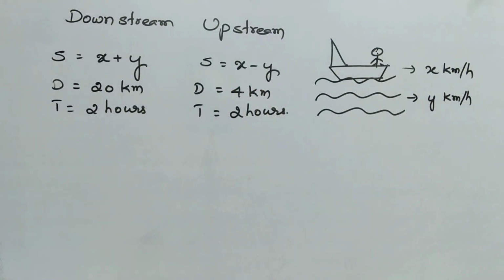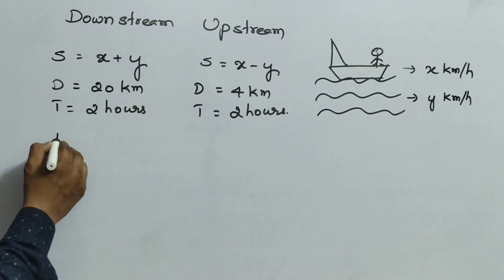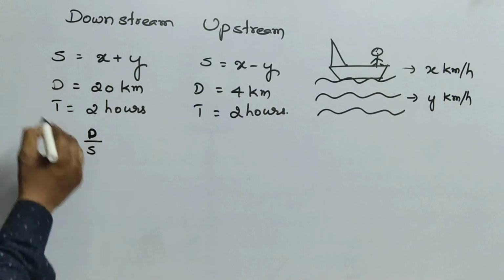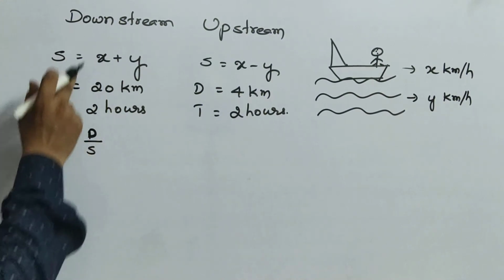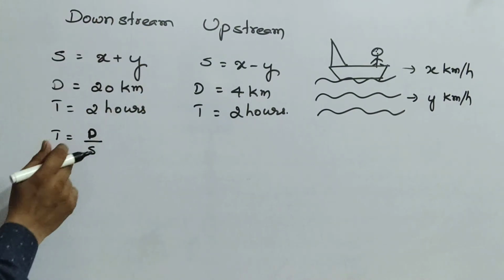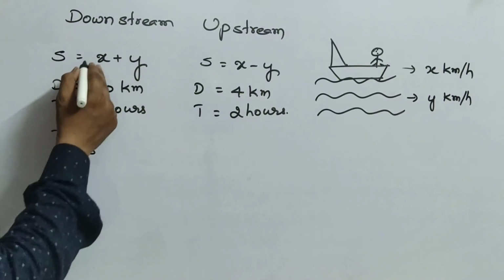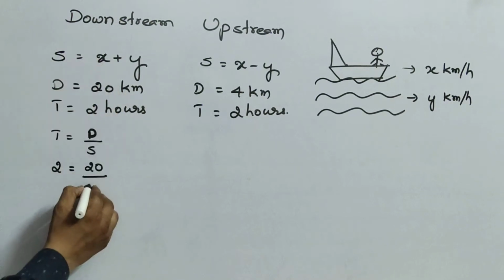Okay, now how to find out the equations? Listen very carefully. You know, time is equal to distance by speed. Now we are finding for the downstream, children. Now everything I am doing is for the downstream. Now time is 2 hours and the distance is 20 by speed is x plus y.